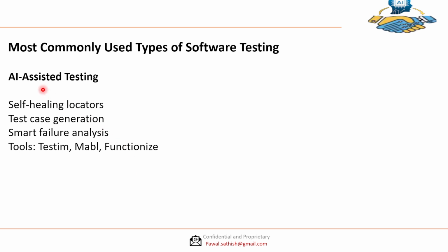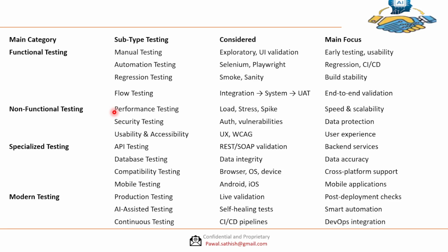The next, in the modern approach right now, is AI assistant testing. Here we are using tools like Testim and Mabl, Functionize. Even using AI, we can create manual test cases, and self-healing locators. It means when we develop the scripts and the scripts fail because the locators are changing dynamically, in that case we use self-healing locators so that our script will not fail and will execute smoothly.